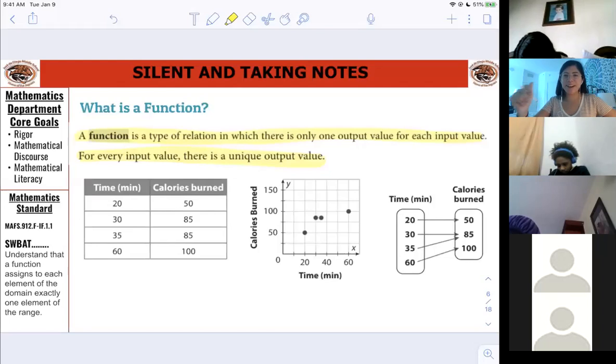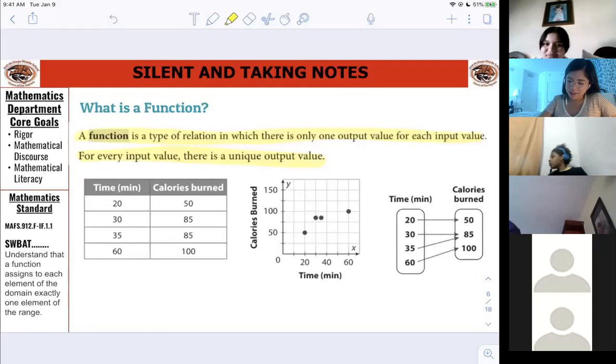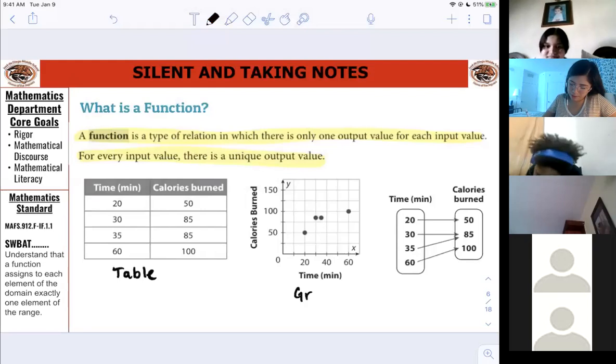All right, let's get back. Okay, so a function is a type of relation in which there is only one output value for each input value. Okay, that's the most important thing. However, there's another way to say that, which is that for every input value, there is one unique output value. Now, that's a lot of gibberish if you don't know what I mean, so I'm going to explain it, okay? So a function can be shown in 3 different ways, just like a relation. You can write it, you can make a table, you can graph it, and you can make a mapping diagram.